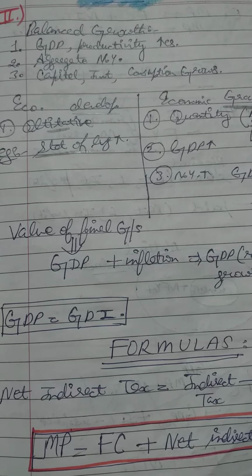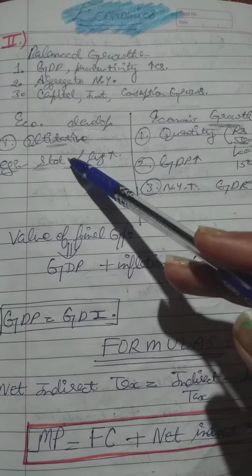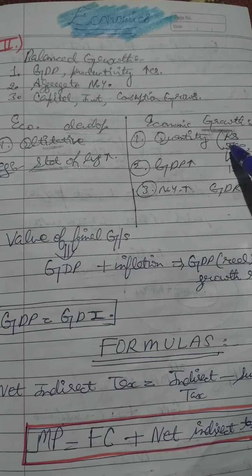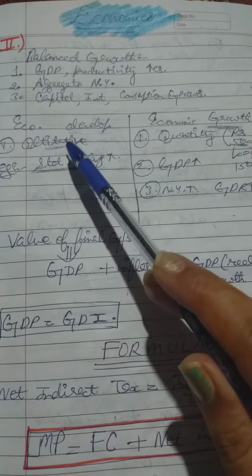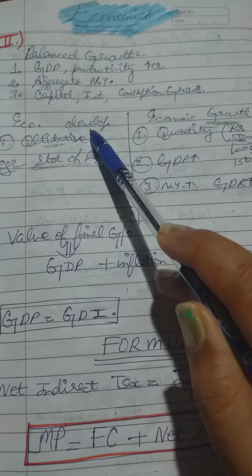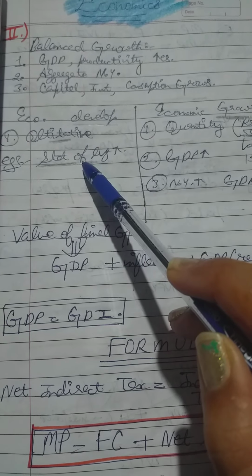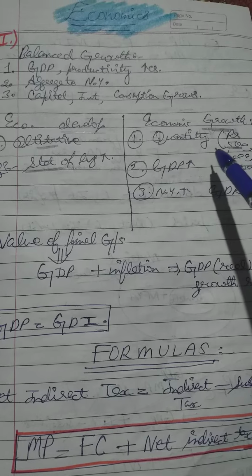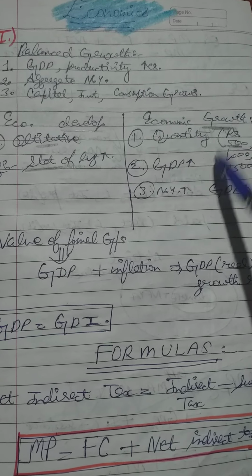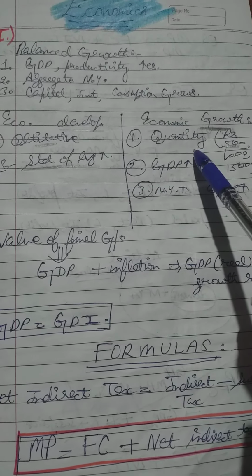grows. Now, when we are talking about the difference between economic development and economic growth, economic development is basically qualitative in nature, means जैसे standard of living वगैरह increase हो रहा है. Economic growth is related to quantity. Growth is always related to quantity.